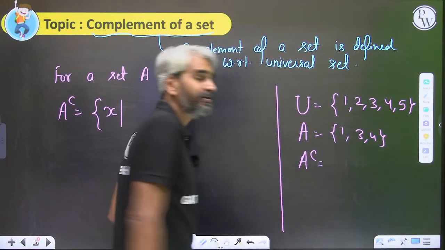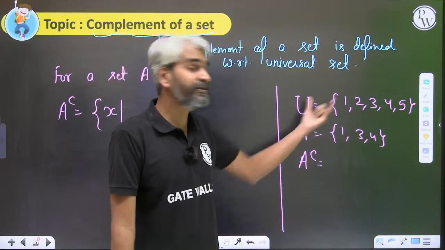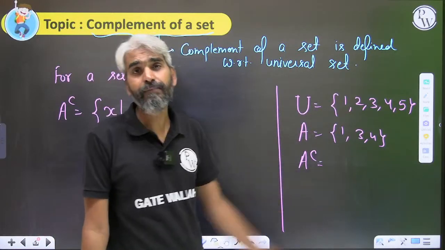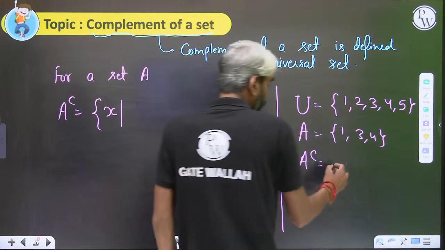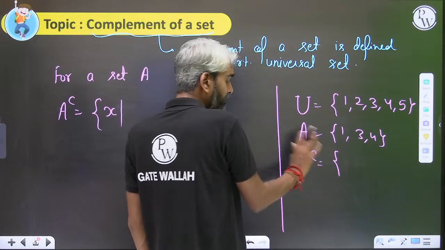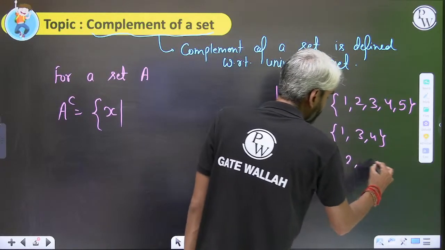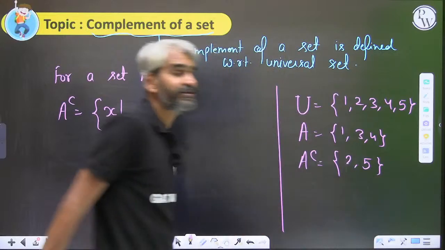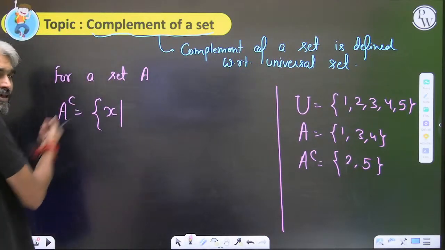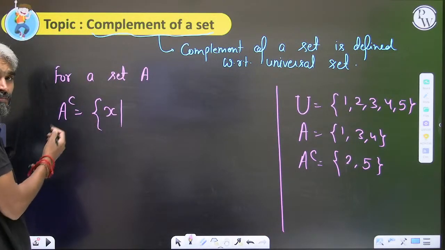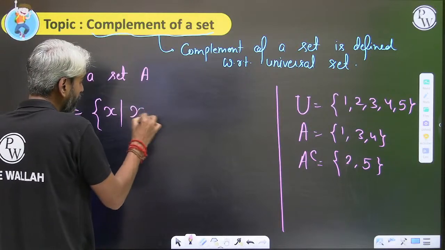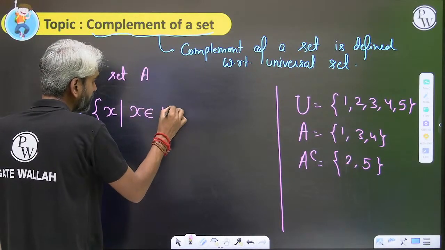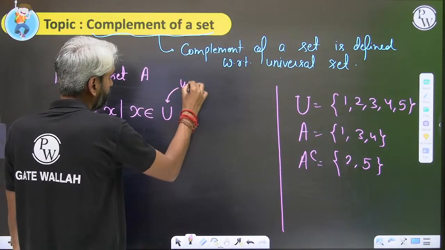So what will be A complement? Sir, A complement is the set of elements which are present in the universal set but not present in the actual set A. So what are the elements which are present in the universal set but not present in set A? Those elements are 2 and 5. So what is A complement? Sir, A complement is a set of elements X such that X will eventually belong to your universal set. This is your universal set.